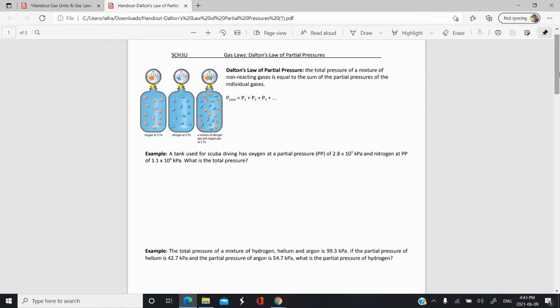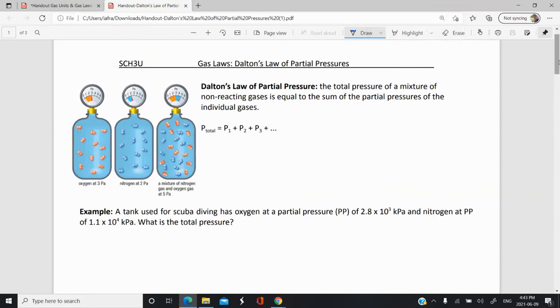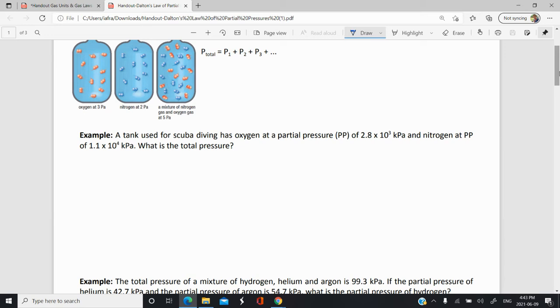A tank used for scuba diving has oxygen at a partial pressure of 2.8 times 10 to the power of 3 kilopascals, and nitrogen at a partial pressure of 1.1 times 10 to the power of 4 kilopascals. What is the total pressure? PP stands for partial pressure. We want our total pressure, PT, equal to the partial pressures of all the gases added together: partial pressure of oxygen, PO2, plus partial pressure of nitrogen, N2.